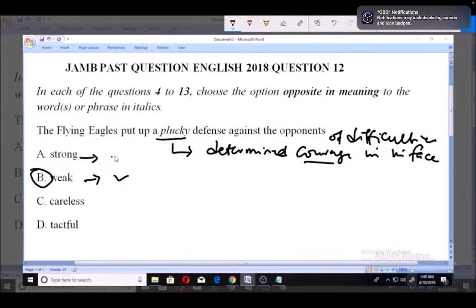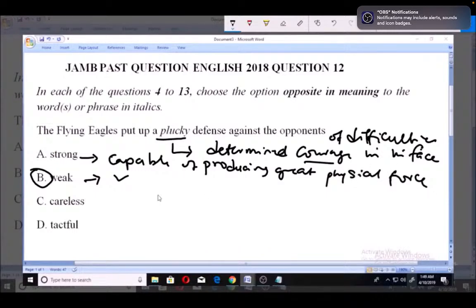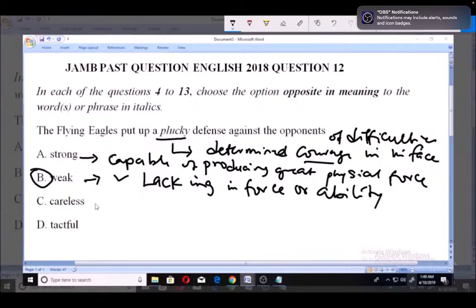So what does strong simply mean? Strong simply means capable of producing great physical force. So that is what strong means. Now weak simply means lacking in force. When you lack force, that's the opposite of strong. So when you're lacking in force or ability, you say that that person is weak. Somebody that lacks force or ability.